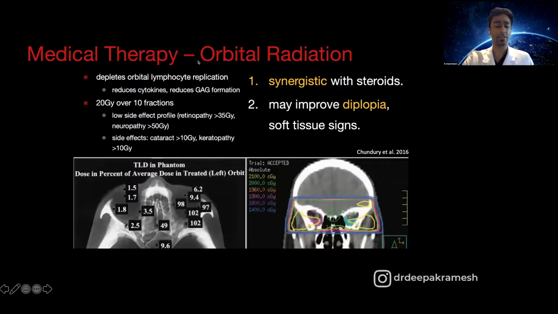Orbital radiation is synergistic with steroids. So patients who have radiation and IV methylprednisolone or even oral can have improvement in the soft tissue signs. There are some data that suggest that about 25% of patients who have double vision can have improvement with orbital radiation. There are also some studies that show that orbital radiation does not help double vision. So it's murky data, but it is something that may possibly help double vision and certainly has an effect on orbital inflammation and can even help with optic neuropathy in a patient who maybe is not a surgical candidate for maybe health reasons.